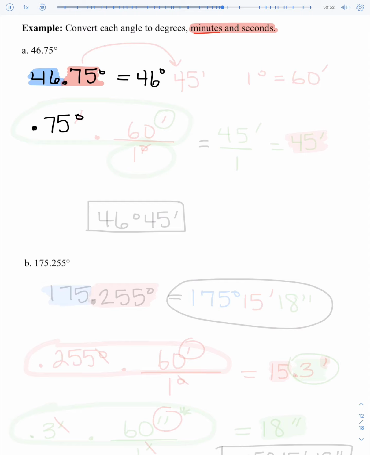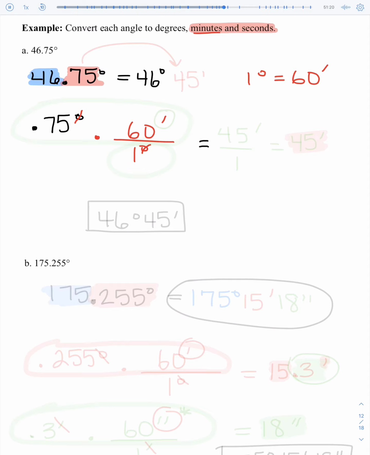I need to work my way back downwards. Well, remember that every 1 degree has 60 minutes. So when I'm multiplying by my fraction, this time I'm trying to get rid of degrees. So the degrees are going to go on the bottom. So the 1 degree goes on the bottom and the 60 minutes goes on top, so that the degrees will cancel out this time.